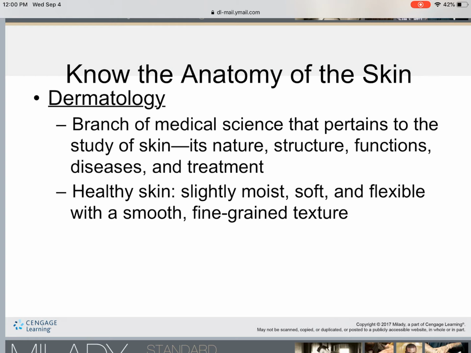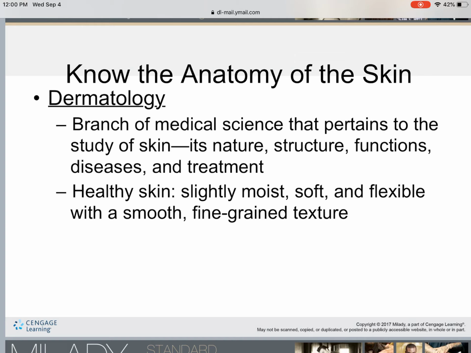You probably heard that term. You'll go to your primary care physician. Maybe you have acne or pimples or some other type of skin disorder, and the doctor will refer you to a dermatologist. Dermatologists are skin doctors.